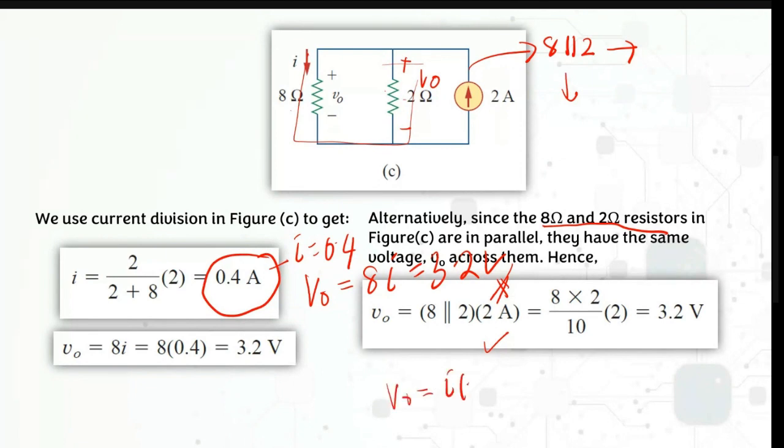Which means that V naught is actually equal to I times R. Okay, this is the value for your resistor here and then times your I here. So then you can get the same answer, where you can get 3.2 volts. All right.